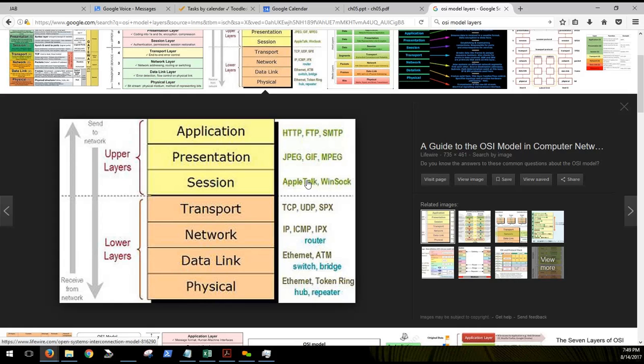Okay, and then after that, we get into our application layers, the upper layers. Session.